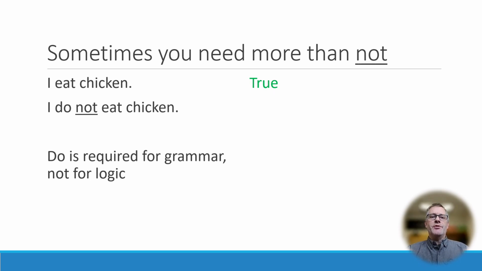So if I eat chicken is true, I do not eat chicken would be false. And if I held the opposite proposition, I eat chicken would be false, and I do not eat chicken would become true.